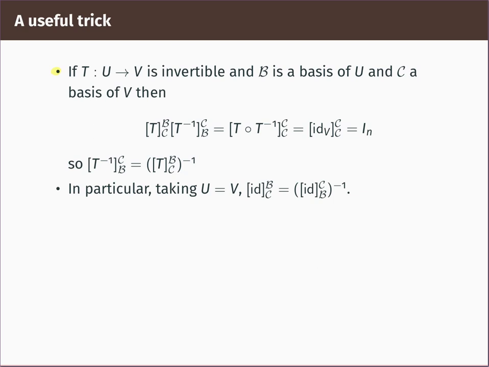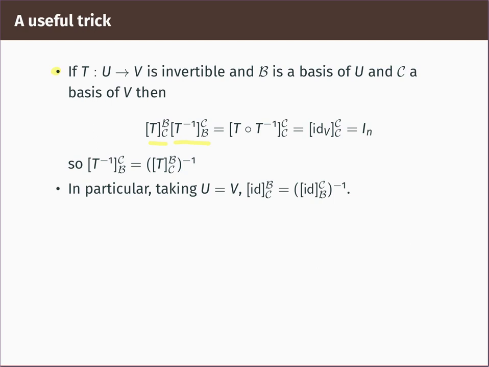We'll fix a basis B for the domain of T and C for the codomain of T. And then we're going to use the composition theorem. So think about the matrix of T with respect to initial basis B and final basis C multiplied by the matrix of T inverse with respect to initial basis C and final basis B. The composition theorem tells us that, you can imagine the B's kind of cancelling out. That's how I try to remember this stuff.